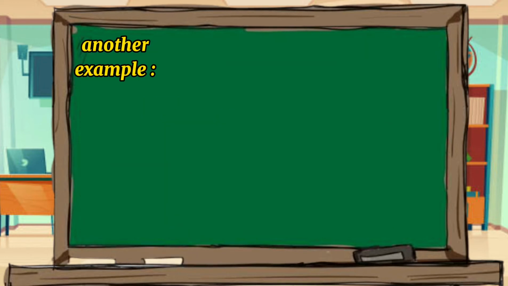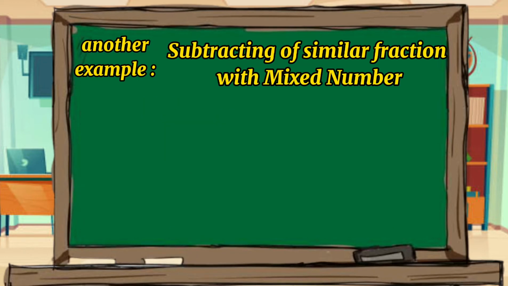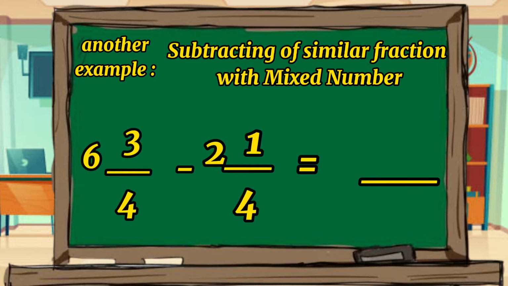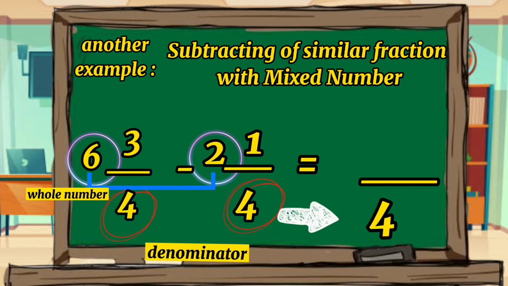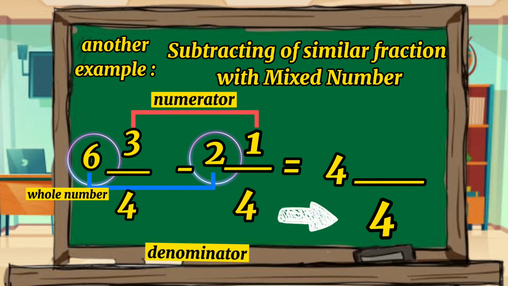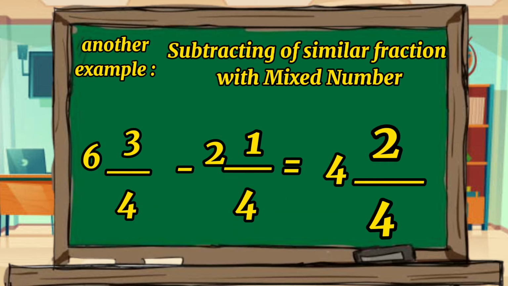Here is another example of subtraction of similar fractions with whole numbers. Let's subtract 6 and 3/4 minus 2 and 1/4. Copy first the similar denominator, which is 4. Then subtract the whole numbers. 6 minus 2 equals 4. Then subtract the numerators, 3 minus 1 equals 2. The answer of 6 and 3/4 minus 2 and 1/4 is 4 and 2/4.